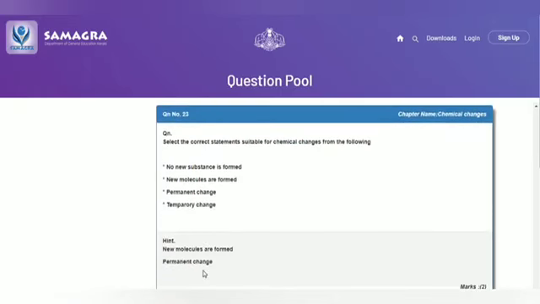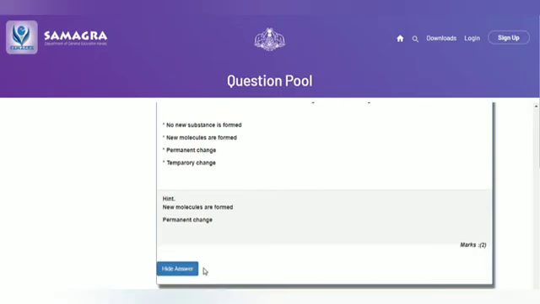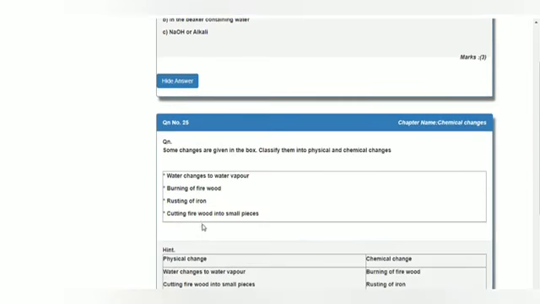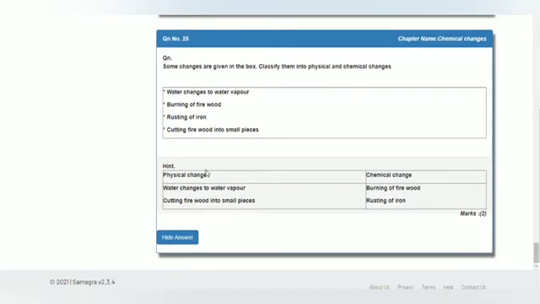Select the correct statement suitable for chemical change. The correct statement is: new molecules are formed and it is a permanent change. Some changes are given in the box. Classify them into physical and chemical change. Physical change: water changes to water vapor, cutting firewood into small pieces. Chemical change: burning of firewood, rusting of iron.